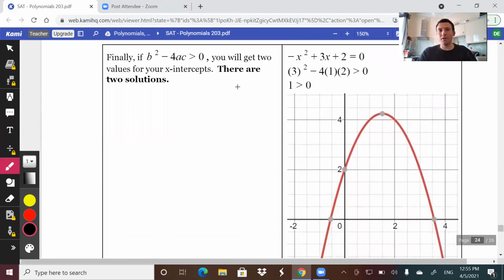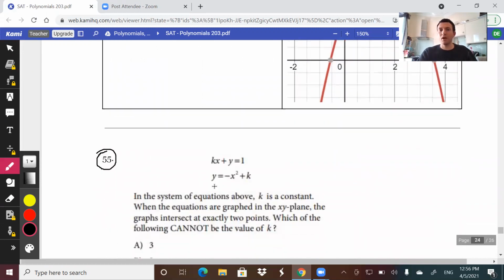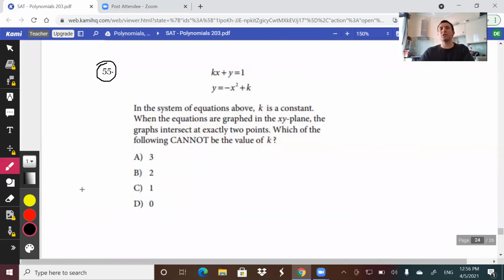And then this final one, if we did it, 9 minus 8 gets us 1. 1 is greater than 0 because b squared minus 4ac is greater than 0. We're going to have 2 solutions. Okay, final part of this packet. Let's look at this problem and see how we'll do it.